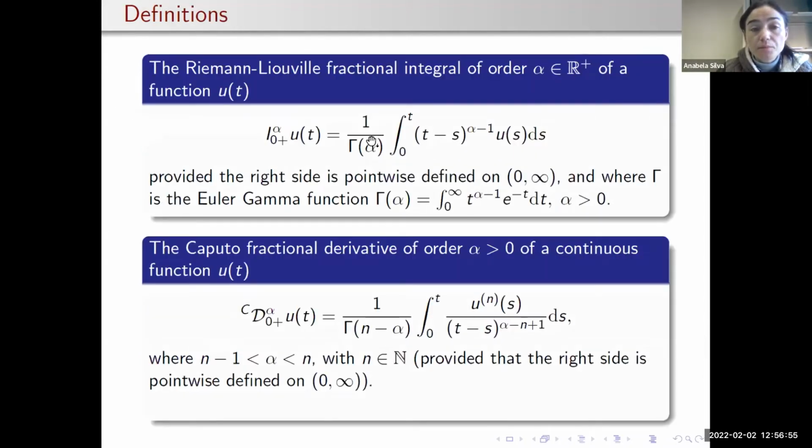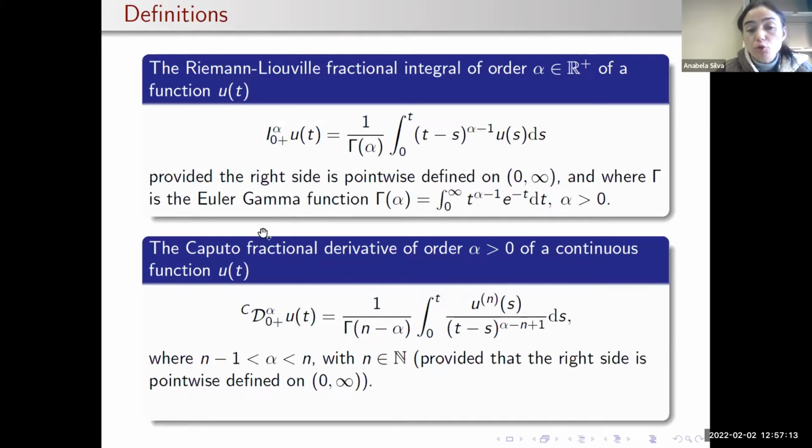So the operators that we are using are the Riemann-Liouville fractional integral operator, which is defined this way. Here we have the gamma function. The interval is defined between 0 and infinity. Alpha is the order of the integration.